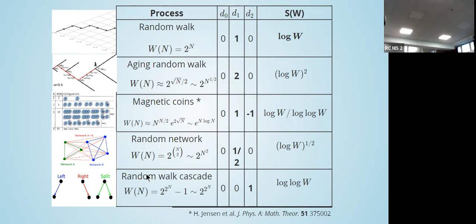Then we can think about another model where we have the so-called random walk cascade, which means that to the normal left and right, I add the third possibility to split. So it's like, I don't know, a decay of atoms or something like that. Basically, I split the walker into two independent walkers. They then do independent steps. They can also be in the same position for simplicity. And then basically you can find that the number of possible configurations is 2 to 2 to n. So then basically the first two exponents are 0. And the third one is 1, because it grows like this double exponentially. And then you have to use this double log.